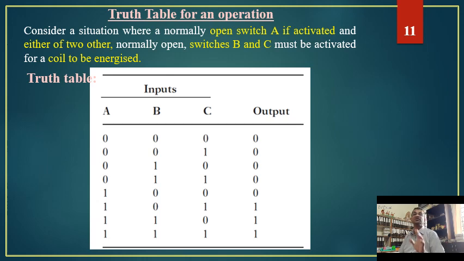So that is why this circuit that we have given previously, for which we have drawn an equivalent truth table, works as per the statement of the problem. So this is how we can draw the truth table for an operation.